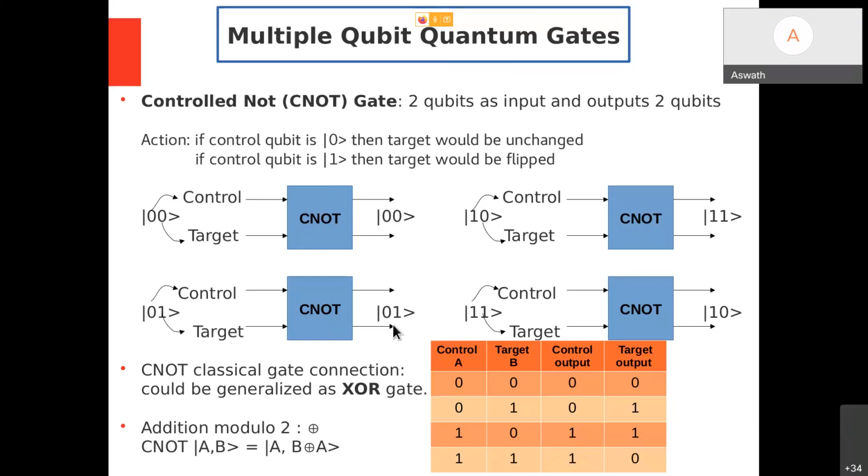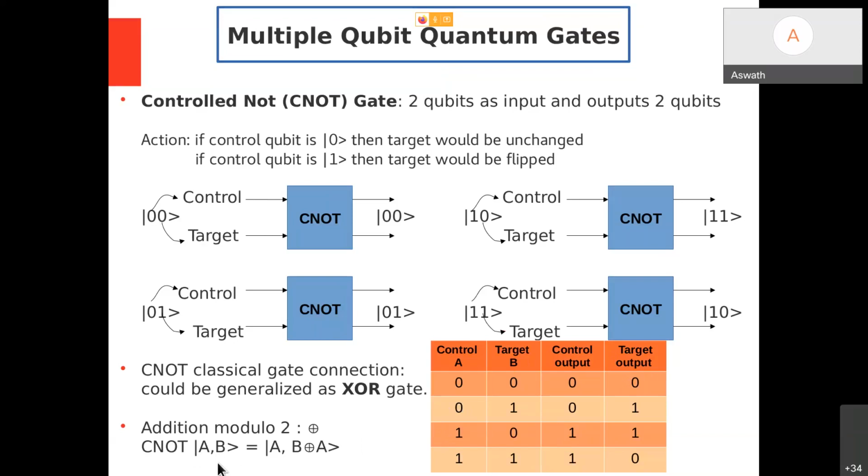0, 1 will remain 0, 1. If I send 1, 1, because control is 1, the target should be flipped. It will become 1, 0. Now, if I just take a truth table and look at it, all these things, if you put it here and see, in fact, this is equivalent to the XOR operation in classical computation.